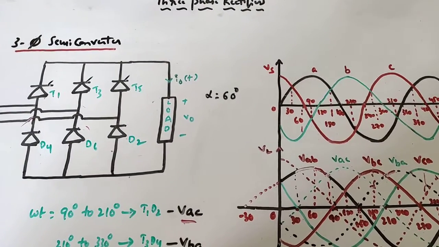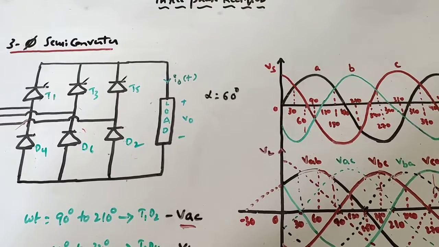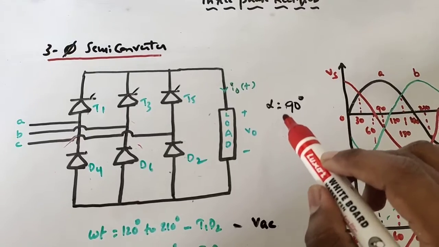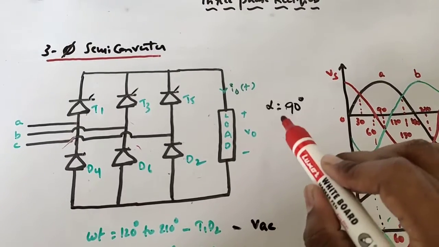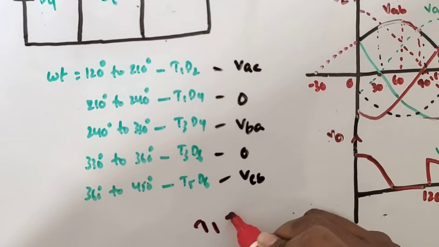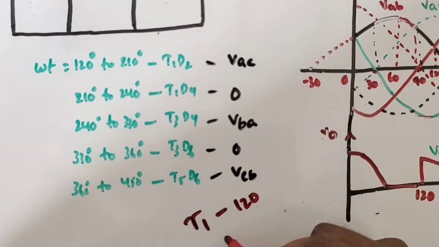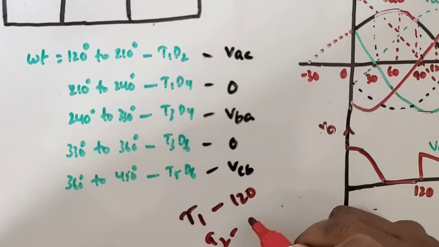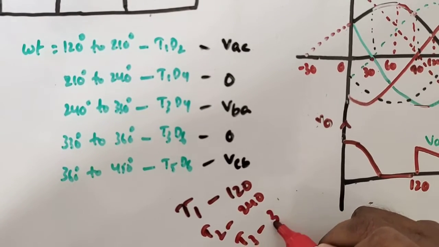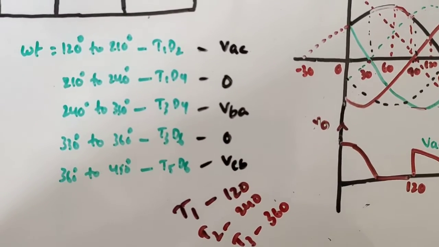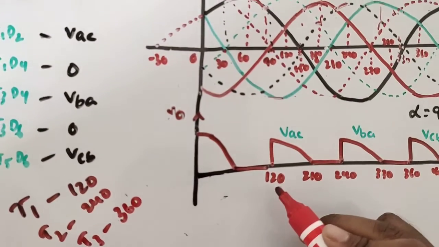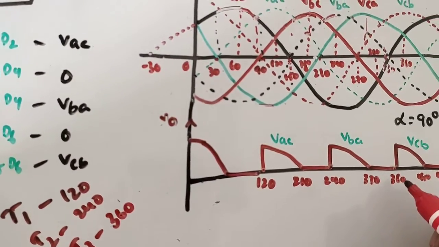Let me discuss alpha equal to 90 degrees. Now I am going to analyze the three-phase semi-converter for alpha equal to 90 degrees. So T1 is going to be conducting at 90 plus 30, that is 120. T2 is going to be conducting at 120 plus 120, that is 240. And T3 at 240 plus 120, that is 360 degrees. These are the only three things you have to remember. That is what I have shown you in the output diagram. Please refer here: this is 120, this is 240, and this is 360 degrees.